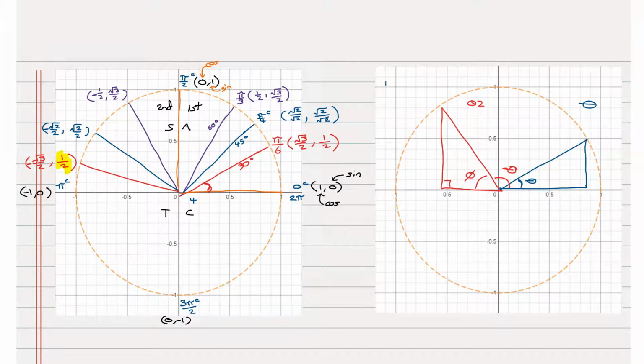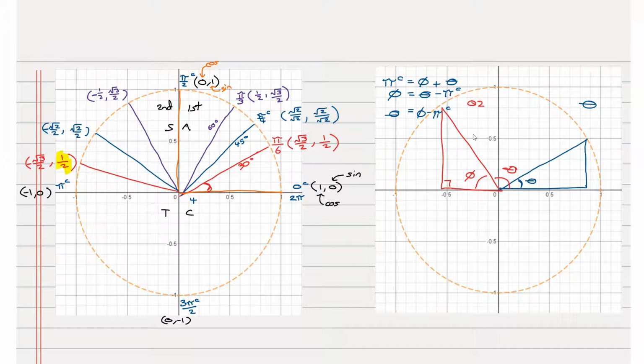We know that if we add the interior angle, so this phi and theta together, we're going to get pi radians. So we can say pi radians equals phi plus theta. And then to get the value of, say, phi, phi equals pi minus theta, or we could have theta equals pi minus phi, and that is in radians.